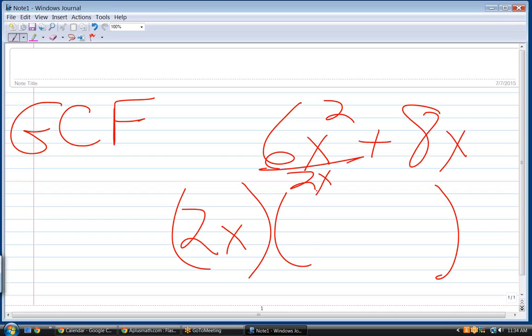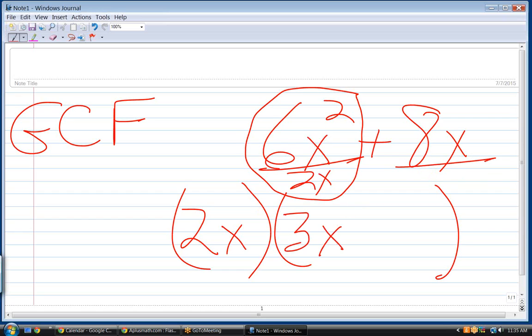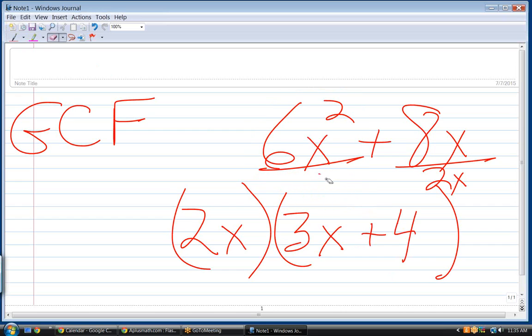So 6x squared divided by 2x is what? What's that equal to? 3x. Got it. And what is 8x divided by 2x? 4. Just 4. Okay, good. So that's greatest common factor. In other words, I have factored this expression into the product of these two things.